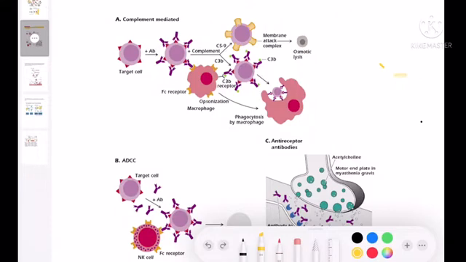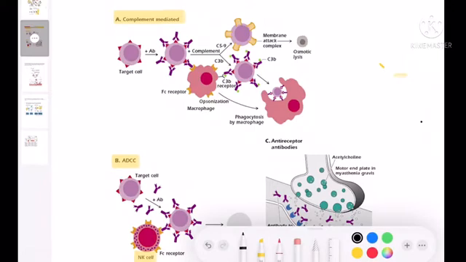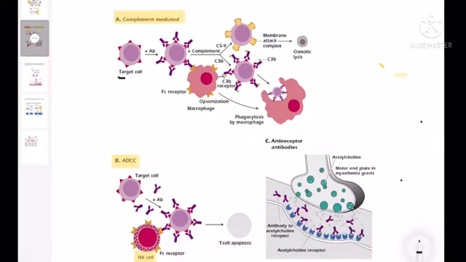Number first, complement mediated, and number second, natural killer cell involvement. This is the antibody dependent cell cytotoxicity. So in the first one, what's going on? Here is the target cell. These are the antibodies. Now the antibodies attack the target cell.